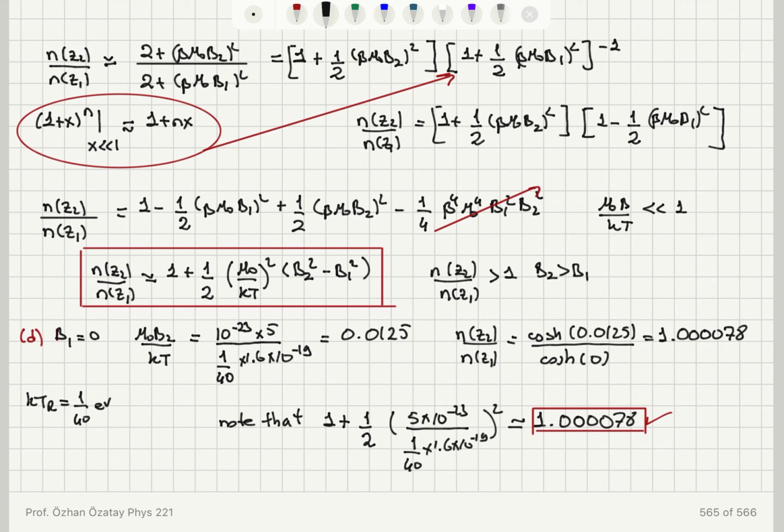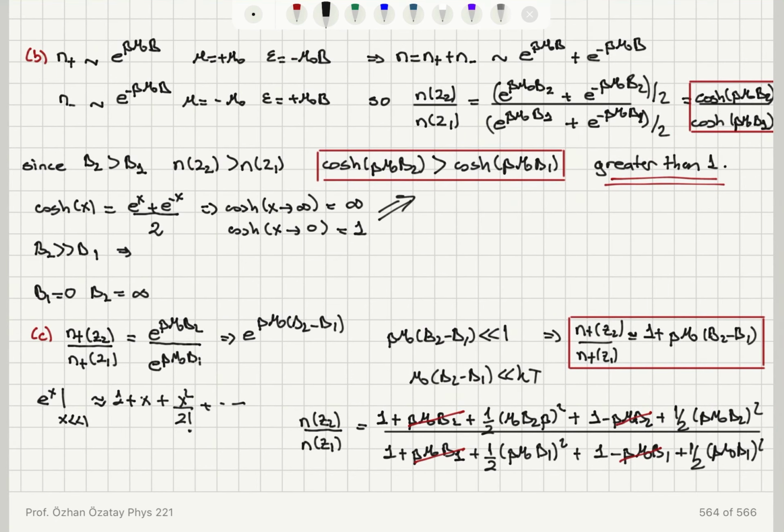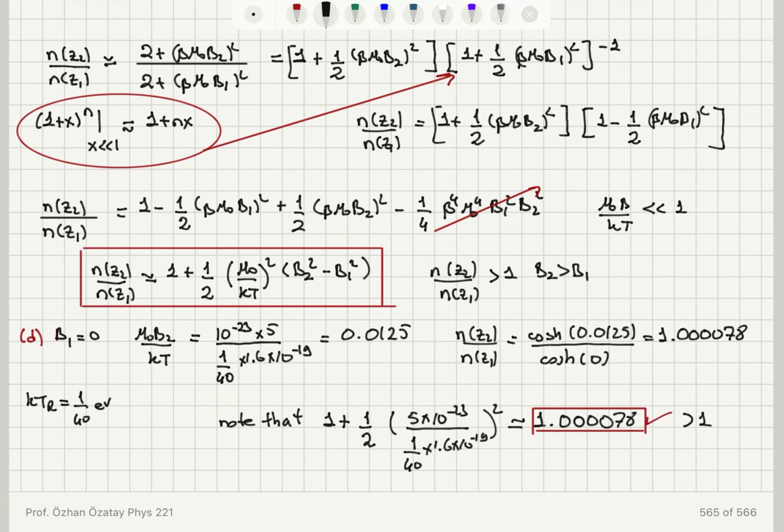And second, I see that this ratio is greater than 1, which was something that I have argued in part B. I numerically find that this is the case for the specific numbers given in the problem.